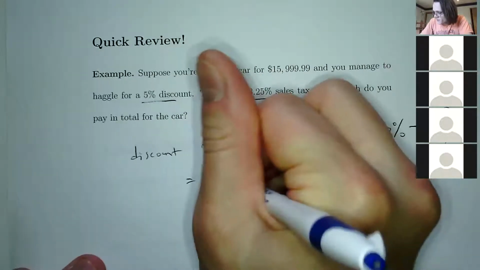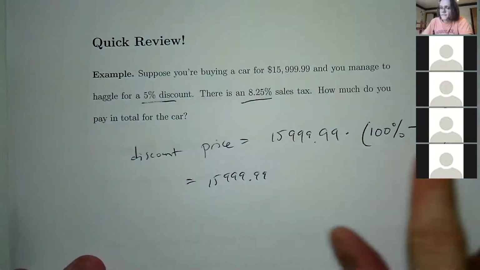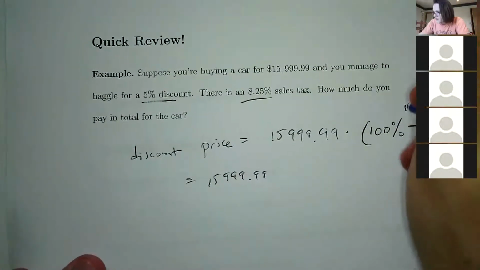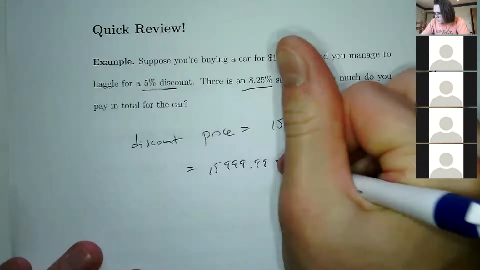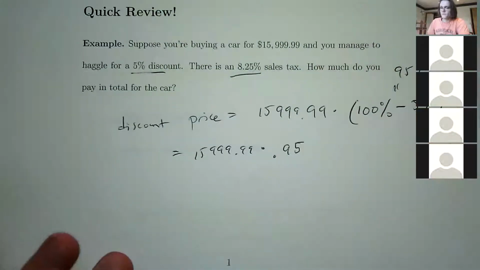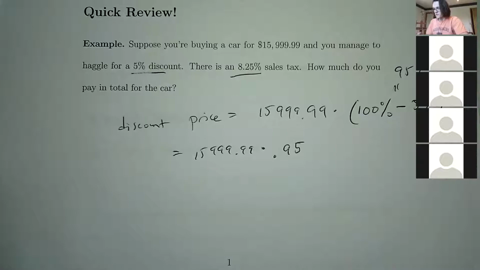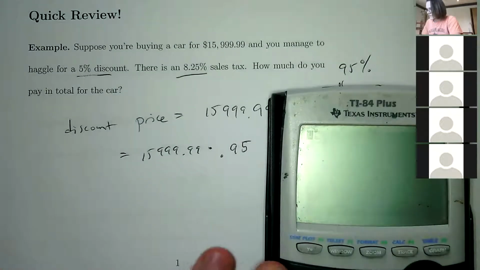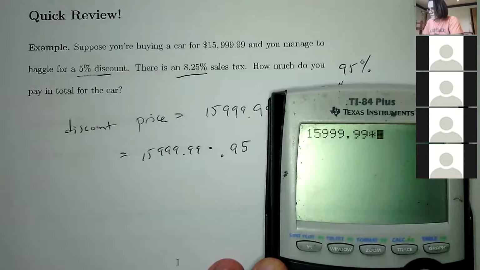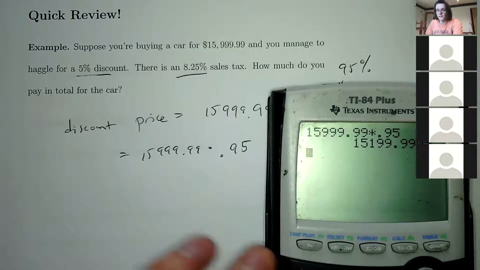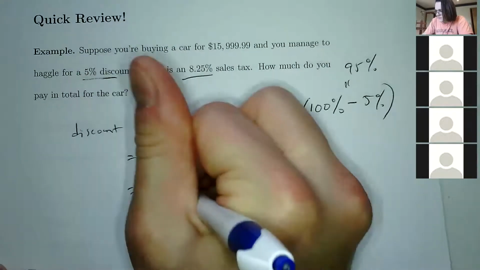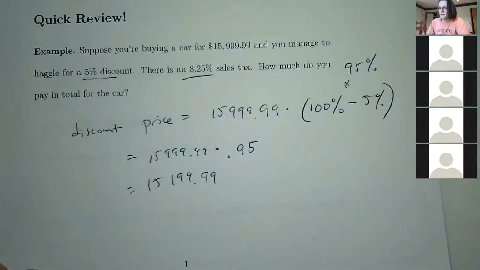So I have this ugly number, 15,999.99, and that's 95%. Alternatively, you can write that as a decimal, which is what we'll need for our calculator. So it's just times 0.95. All right, cool, let's see what we get. Let me clear everything. 15,999.99 times 0.95. And we get, so it's almost like $1,000 off. It's like 800, give or take, once we round. So it's 15,199.99. So that's my discounted price.